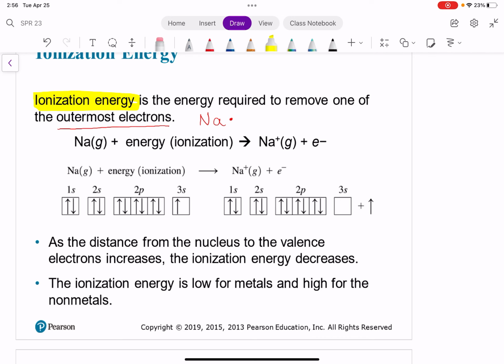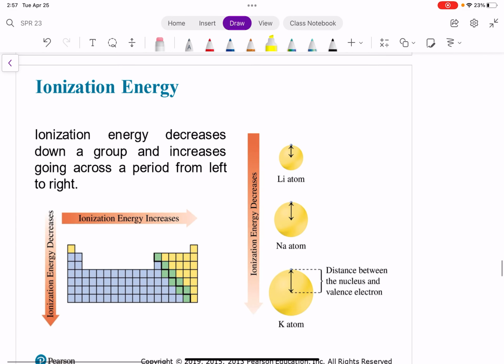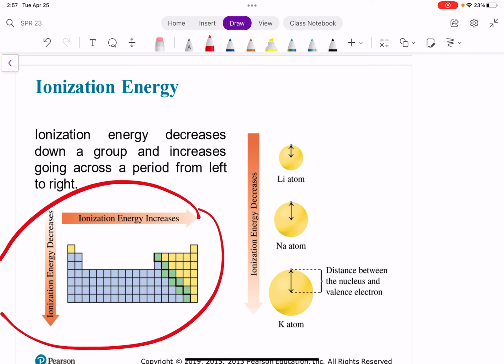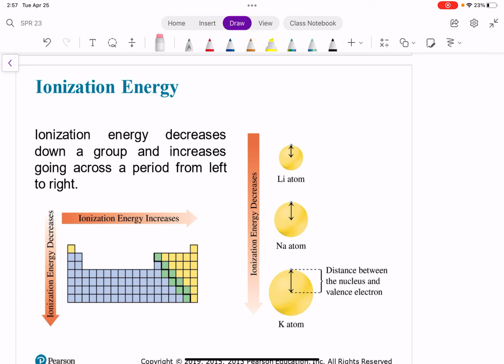So the ionization energy is low for metals and high for nonmetals. Okay. Where are the metals on the periodic table? I'll let you answer that question for yourself. And where are nonmetals? So that is where we get this trend from. We can see as we move to the right on the periodic table towards the nonmetals, the amount of ionization energy needed to remove an electron increases. Okay? And as we go down on the periodic table, the amount of energy needed decreases.